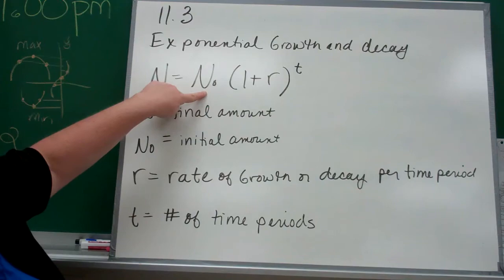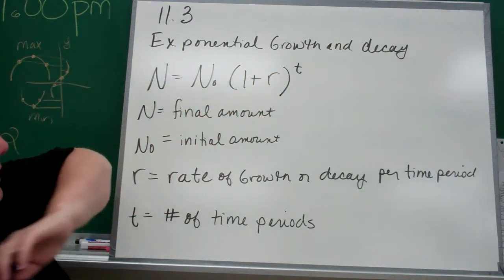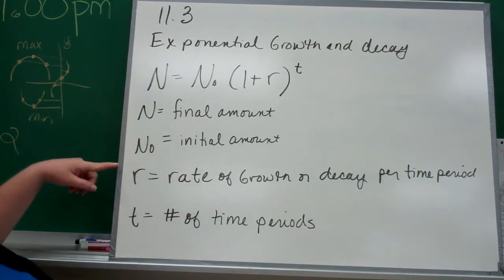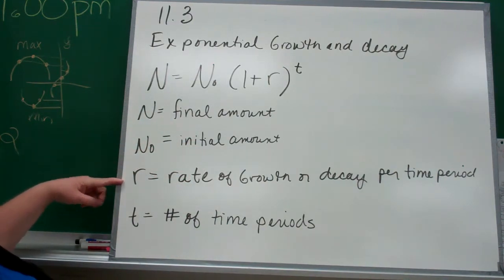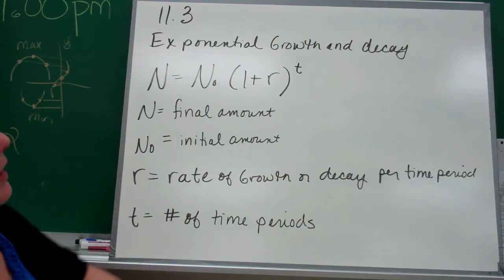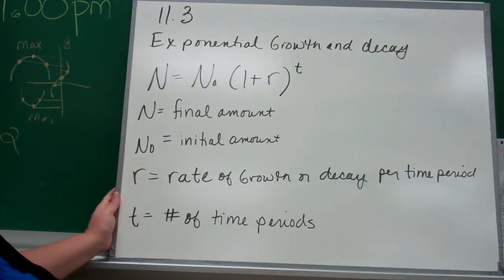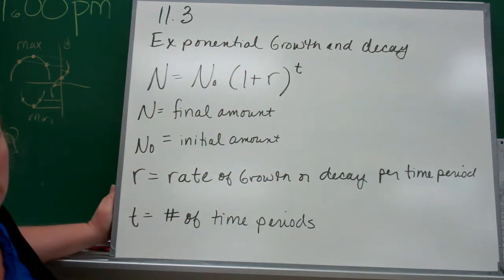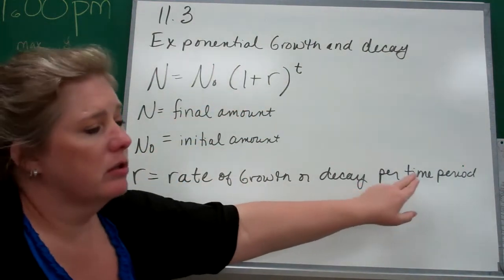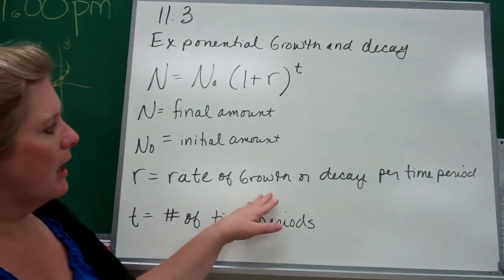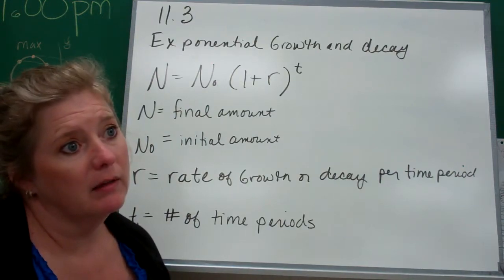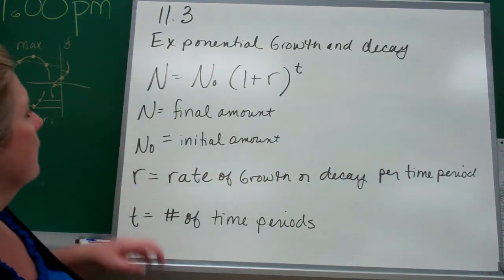N equals N naught times (1 plus r) to the t. N is your final amount, N naught is your initial amount, r is your rate of growth or decay per time period, and t is the number of time periods. This general formula is where the compound interest formula comes from, r being the rate of growth or decay per time period. That's why they take r divided by the number of times compounded per year, because that's the number that would be per time period.